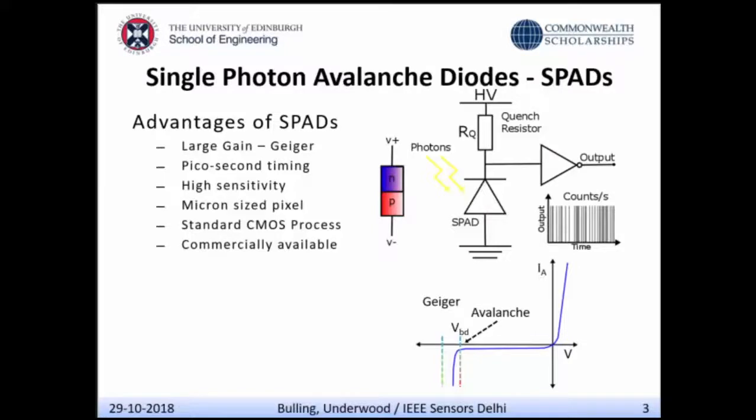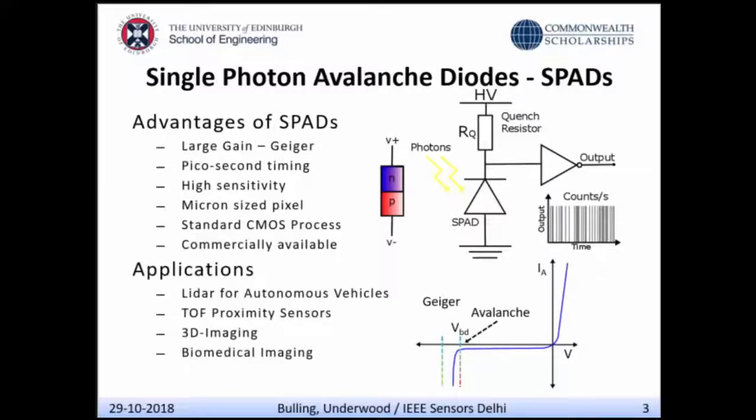Applications that are pushing this technology include LiDAR for autonomous vehicles, time-of-flight proximity sensors like in phones, 3D imaging, and biomedical imaging. All of these applications are photon specific, but the mechanism behind avalanche diodes, SPADs, is impact ionization. When a photon hits the region, it causes an avalanche effect, and we can detect that through the counts per second as it passes through the inverter, as you can see in the diagram. So a very simple circuit.